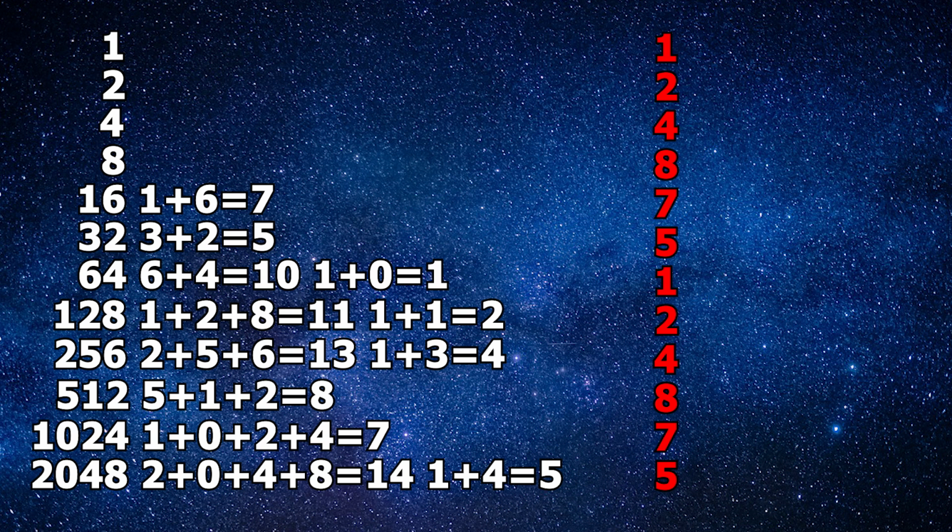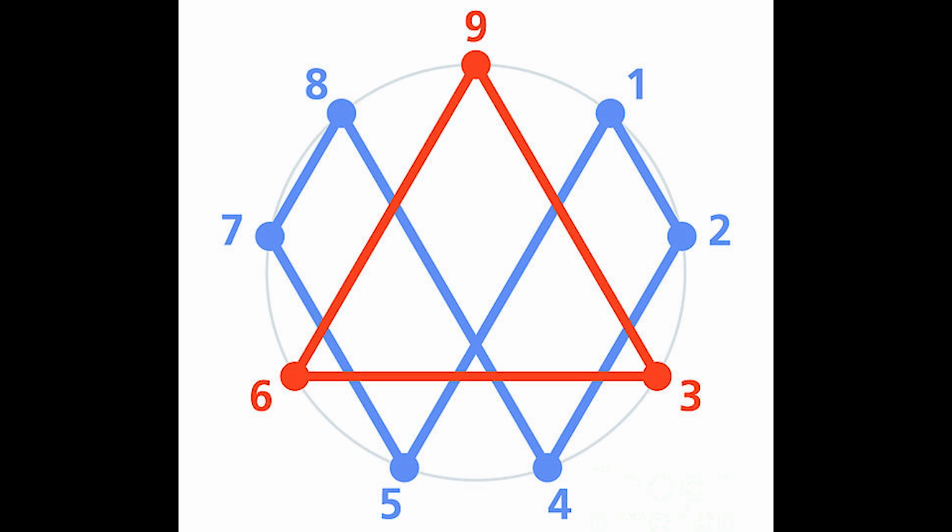Then 16 plus 16 is 32, so 3 plus 2 equals 5. And then 32 plus 32 equals 64, so 6 plus 4 equals 10, and 1 plus 0 equals 1. And you just keep going like that, right? What the digital root shows is this incredible pattern of 1, 2, 4, 8, 7, 5. 1, 2, 4, 8, 7, 5. 1, 2, 4, 8, 7, 5, and it goes on and on like that.